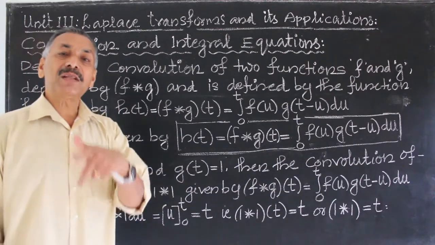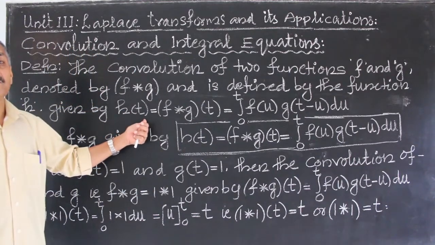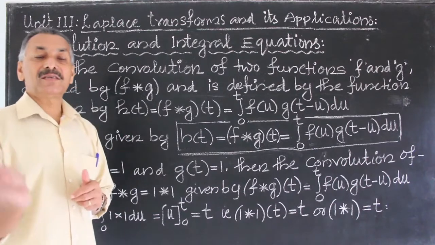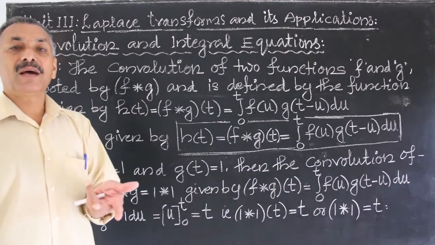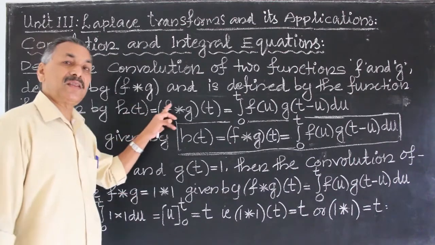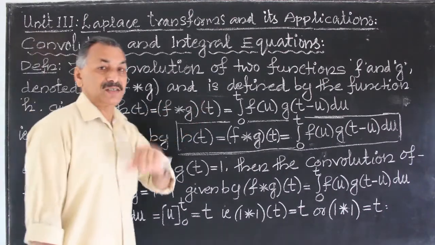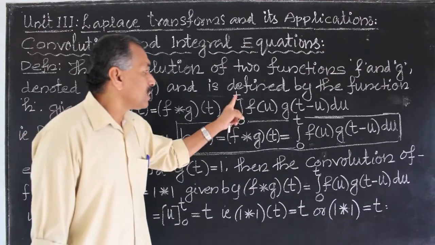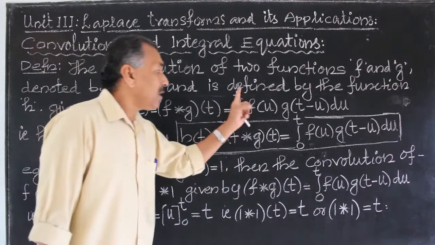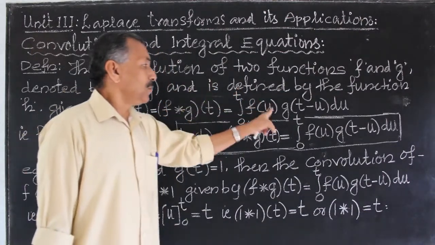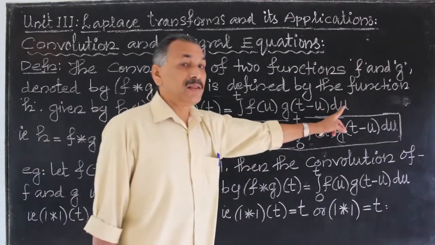Under the convolution, the function h is defined by h of t is equal to (f after g) of t, which is equal to the integral from 0 to t of f of u into g of t minus u, du. This is integrated with respect to u.